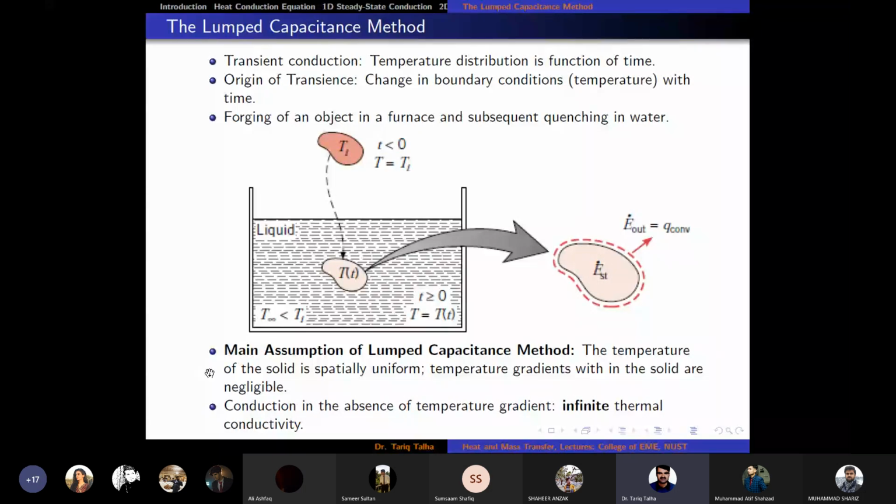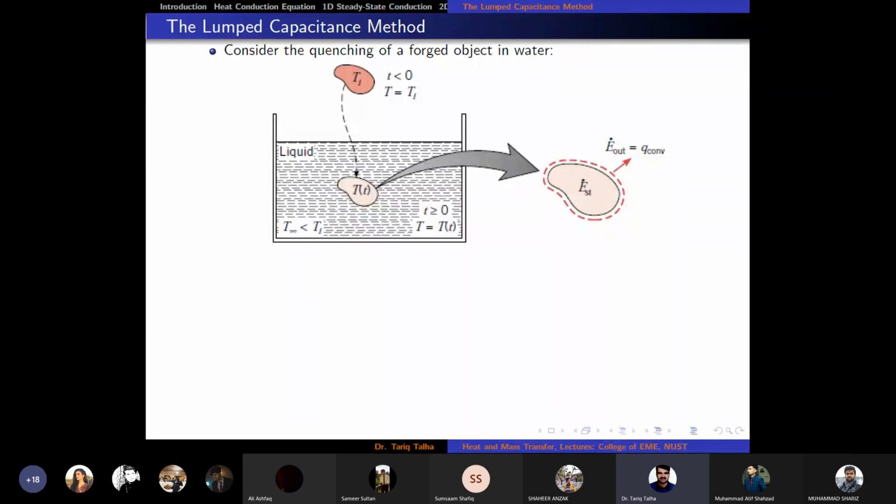So it means that basically the thermal conduction resistance is zero, which can only happen when the thermal conductivity of that object is very high. So here in the last bullet point, it is written infinite thermal conductivity. Now we are talking about the cooling or rapid cooling of a forged object. Forging means that we are heating it in a furnace and then putting it in for rapid cooling or quenching in a tub of water.